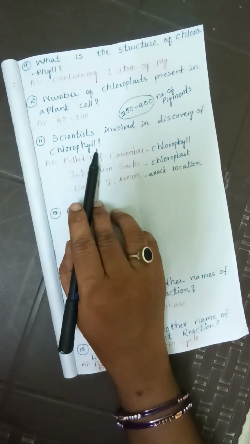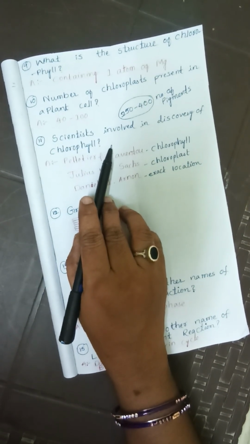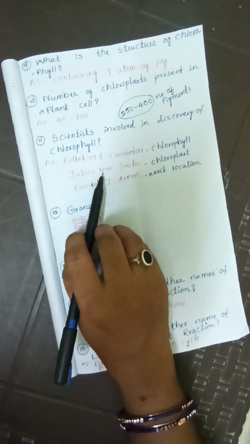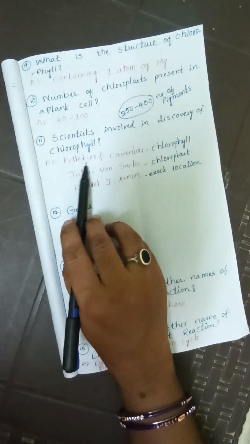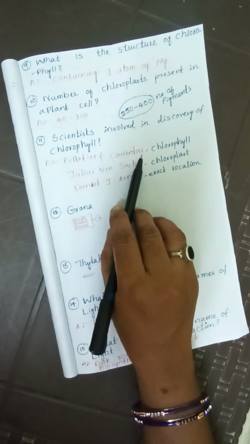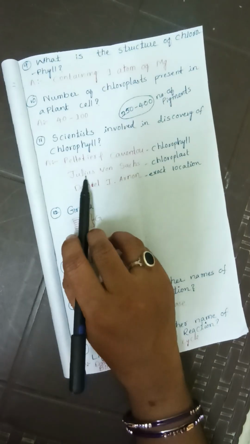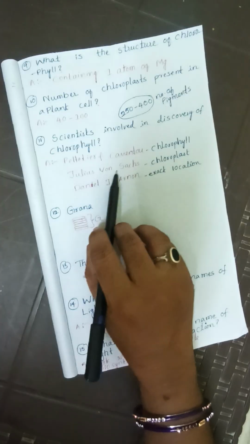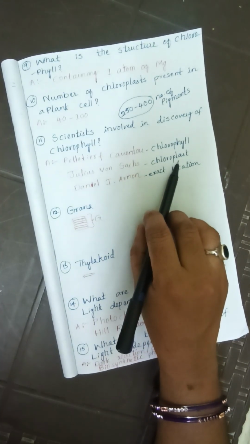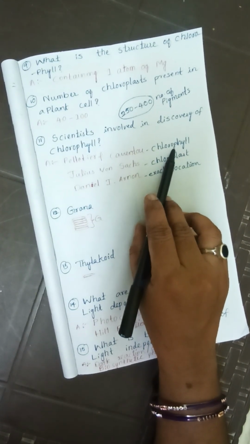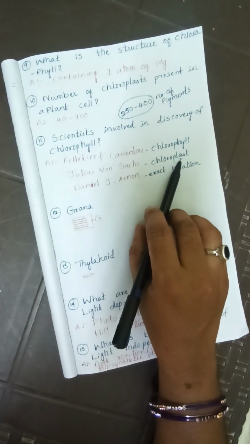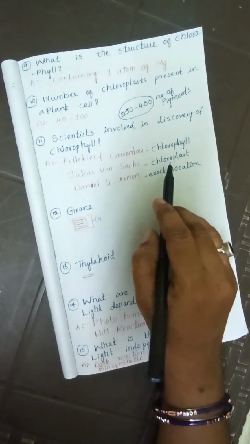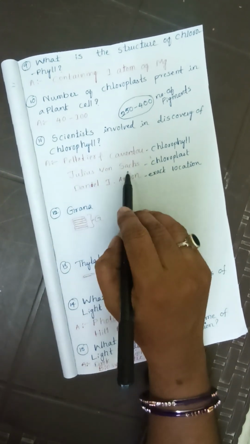So we know that chlorophyll is a green color substance, but where does it happen, where are the chloroplasts present? Here, nearly 4 scientists are involved. The first two, Pelletier and Cavendish, discovered chlorophyll, the green color substance. Next, after 6 decades, Julius Von Sachs discovered the chloroplast, meaning chlorophyll is present only in the chloroplast, one of the cell organelles. So this cell organelle, the chloroplast, was discovered by Julius Von Sachs.